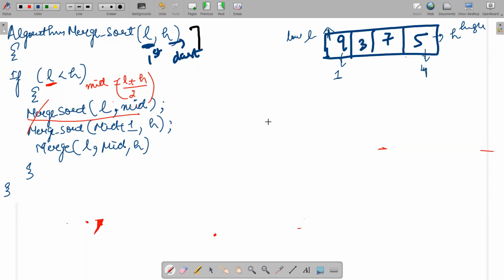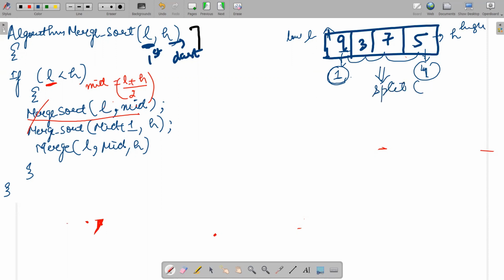The important point here is that we are going to traverse from 9 to 5, so here, here, here, and here. But for traversing, the low index must be less than the high index. It means the first index should be less than the last index. And we have to split.